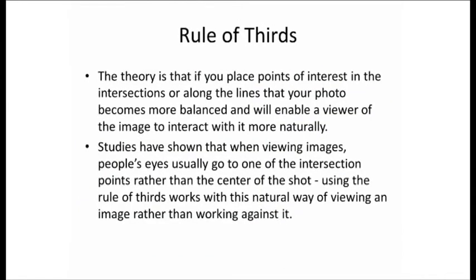The theory is that if you place points of interest in the intersection or along the lines, your photo becomes more balanced and will enable a viewer of the image to interact with it more naturally. Studies have shown that in viewing images, people's eyes usually go to one of the intersection points rather than the center of the shot. Using the rule of thirds works with this natural way of viewing an image rather than working against it.